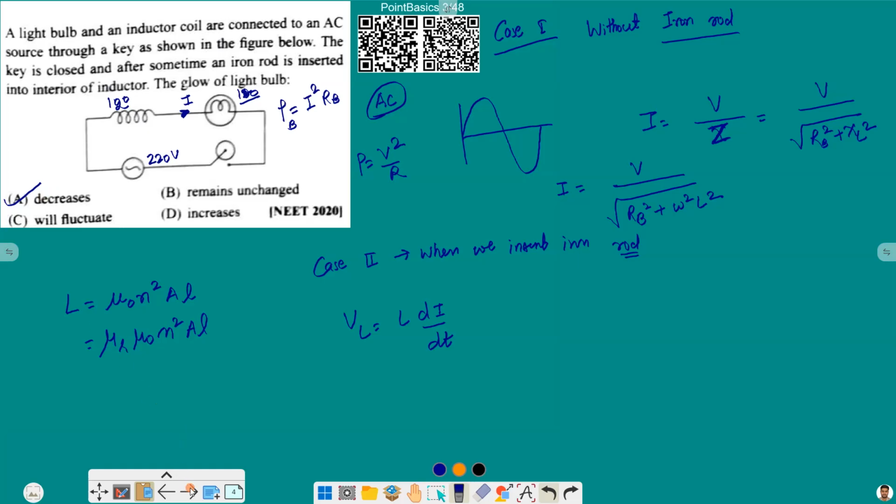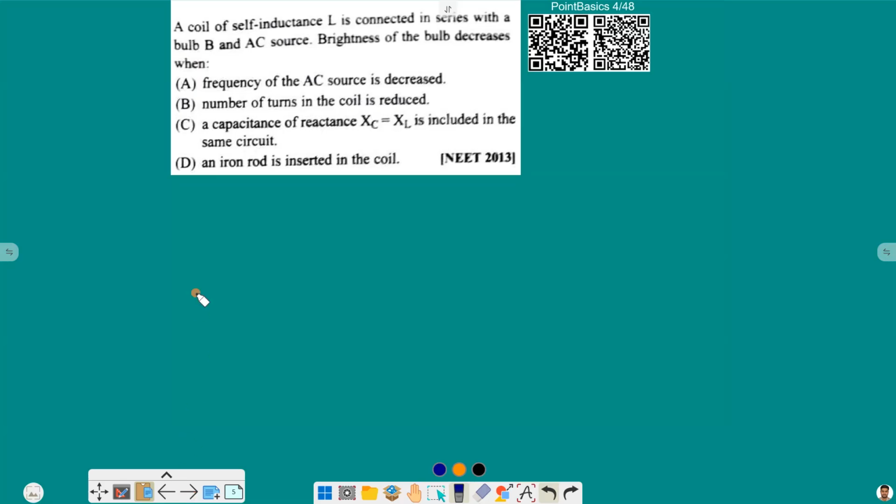Now let's move to the next one. A coil of self-inductance L is connected in series with a bulb B and an AC source. The brightness of the bulb decreases. So we have to explain when the brightness will decrease: when the frequency of the AC is decreased, the number of turns in the coil is reduced, a capacitance with XC equal to XL is included in the same circuit, or an iron rod is inserted into the coil. So let us examine all the options one by one.